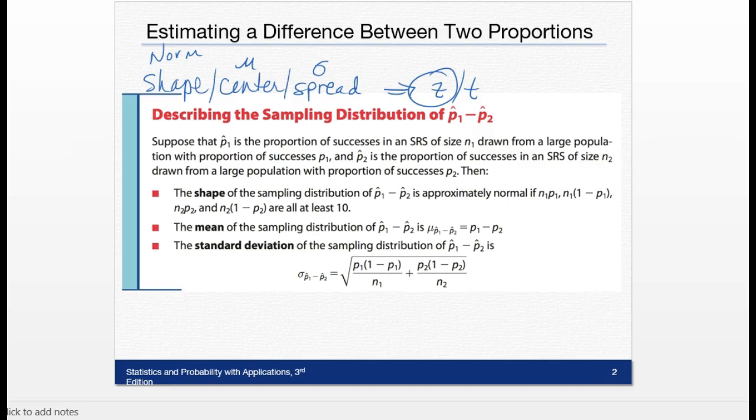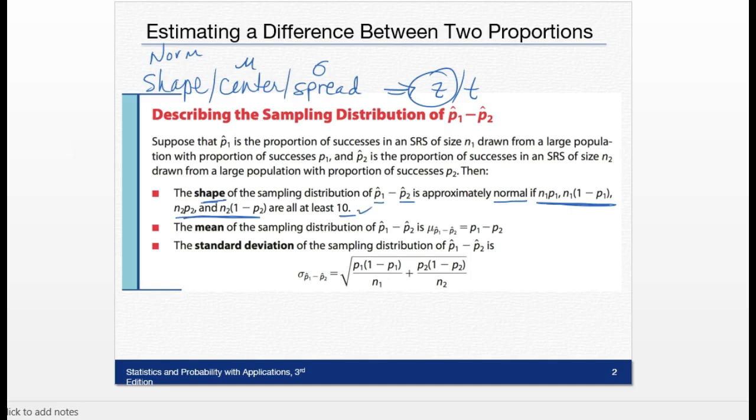All right, so here's what you're going to do. The shape of the sampling distribution of p hat 1 minus p hat 2 is approximately normal if n1 times p1 and n1 times 1 minus p1, this is the large counts test. You do the large counts test for the first proportion, then you do the large counts test for the second proportion, and they all have to be at least 10. If you show those, then you know the shape is normal.